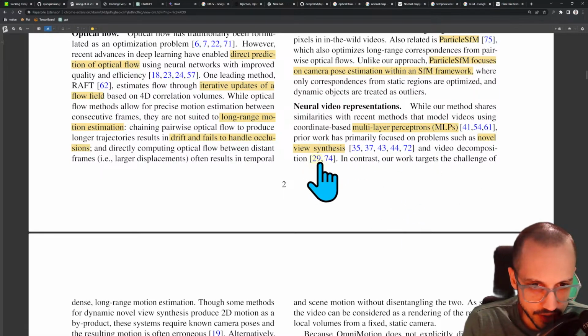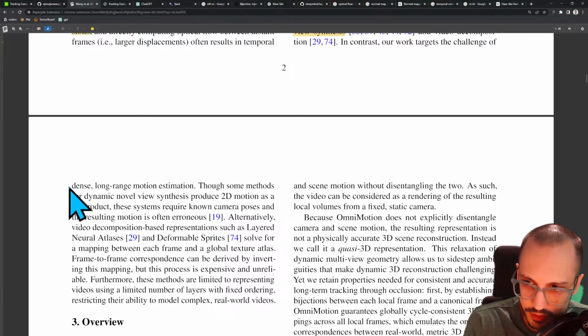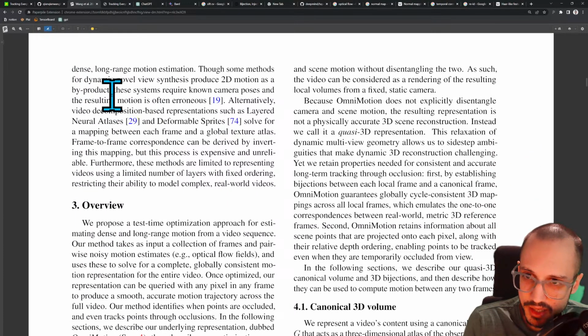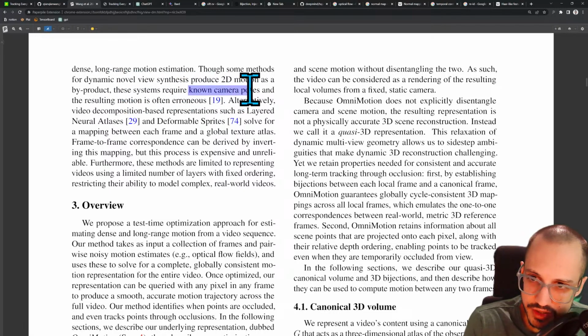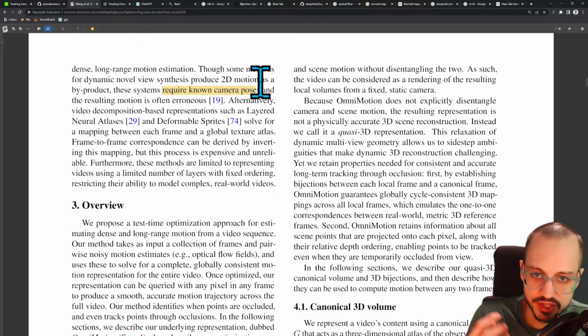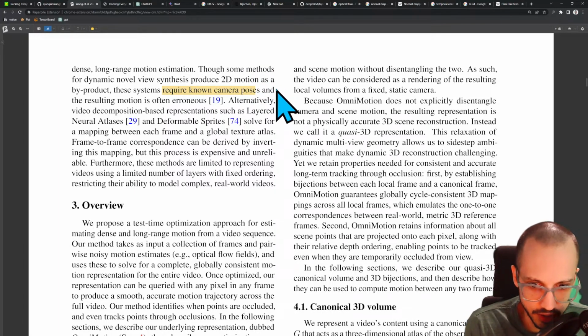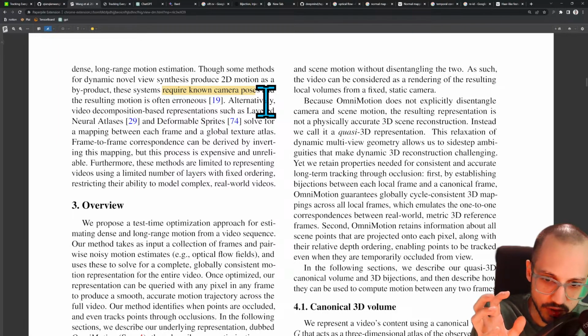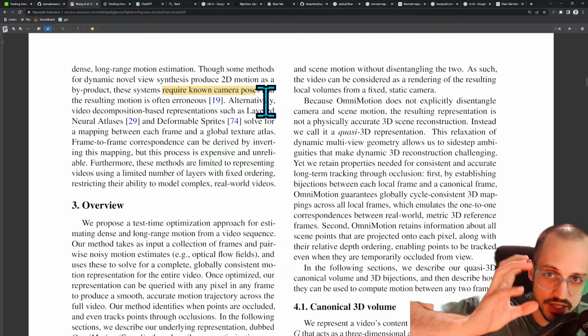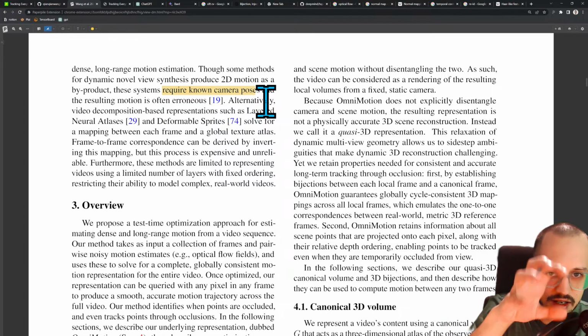And video decomposition. In contrast, our work targets the challenge of dense long-range motion estimation. Though some methods for dynamic novel view synthesis produce 2D motion as a byproduct, these systems require known camera poses, and the resulting motion is often erroneous. Yeah, and I think these algorithms would work if the camera pose was known exactly. For example, if you put the camera on a robot that has a very good estimate of its exact position, robot arms are particularly good for this because they can give you not only the XYZ position, but an exact yaw, pitch, and roll, right?